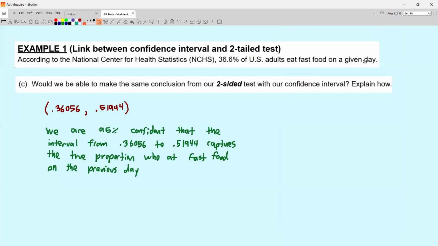Now comes the question. Would we be able to make the same conclusion from our two-sided test that we did with our confidence interval, and explain how? And the answer in this case is going to be yes.